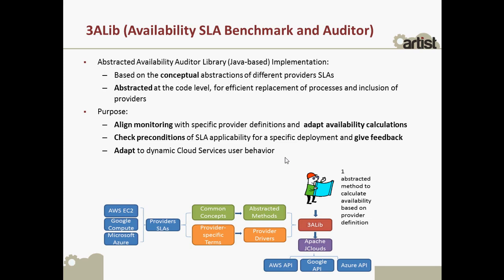So the overall purpose is to give to a cloud user, one that has deployed their services on a public cloud, one abstracted and general method in order to observe the availability of their services, and another abstracted method in order to calculate this availability based only on the name of the provider and the service they are using.